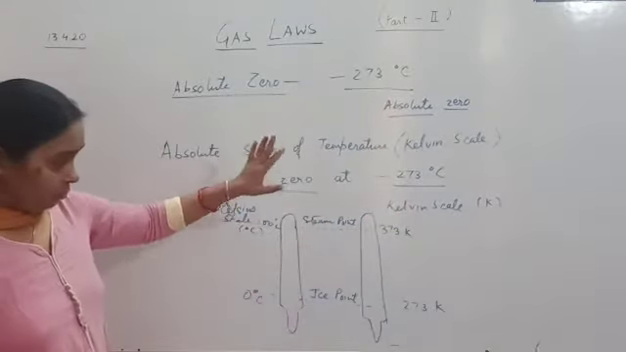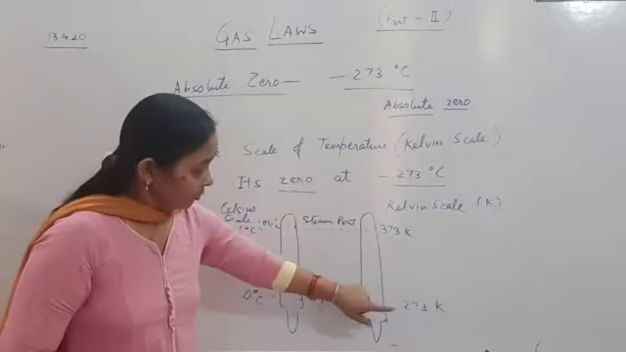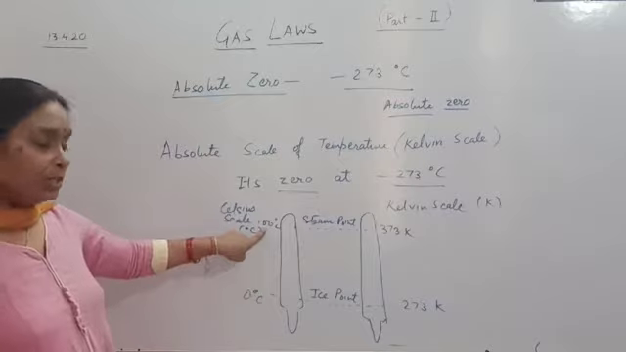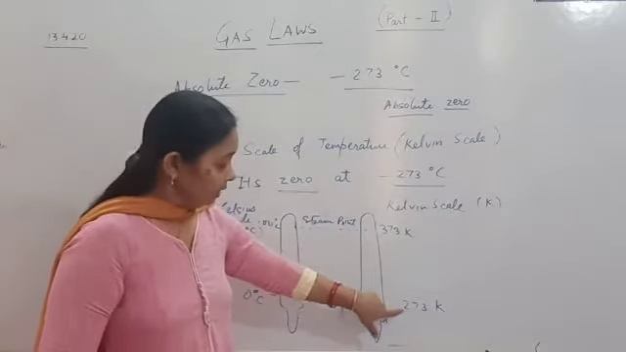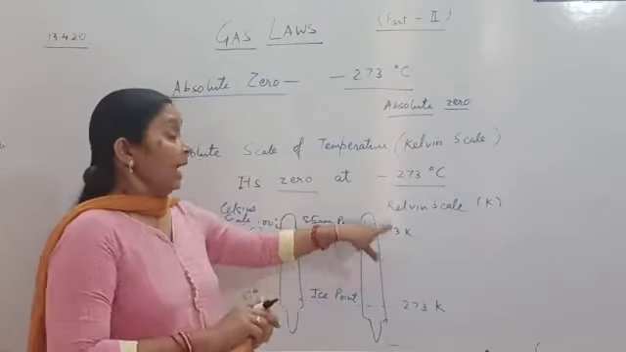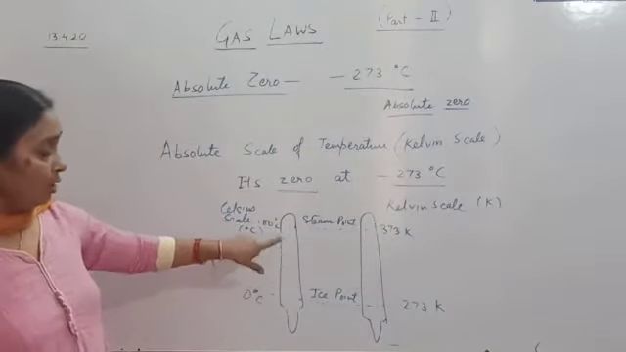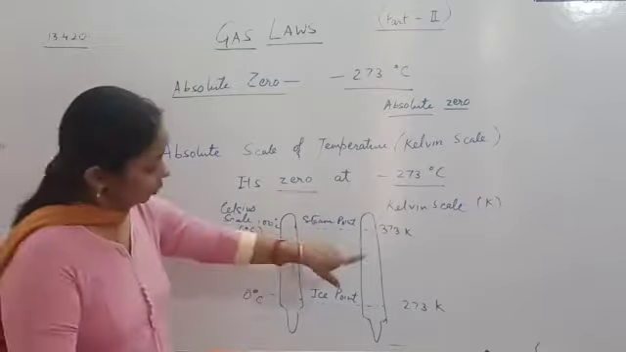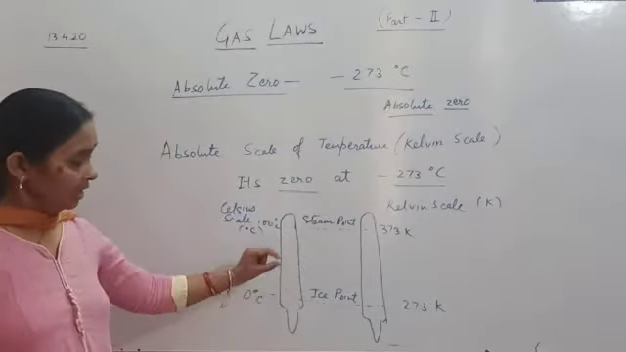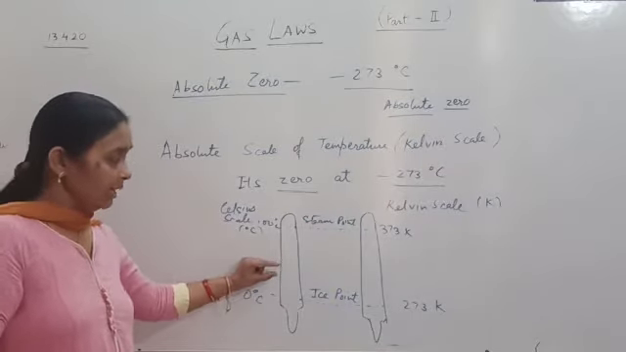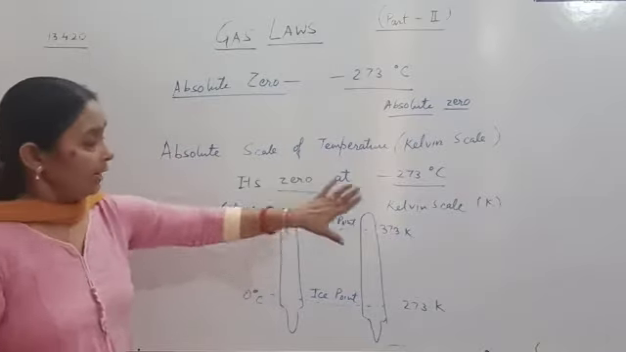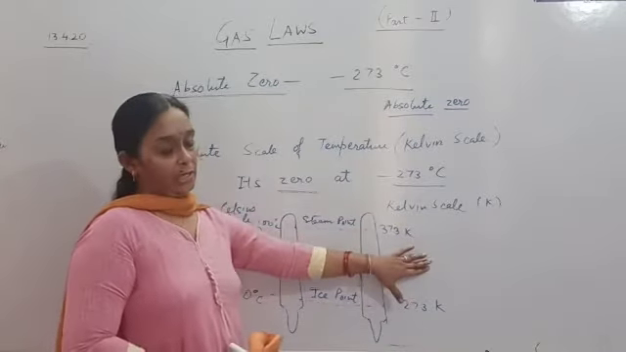And on the Kelvin scale, like the Celsius scale from 0 to 100 there are 100 divisions, similarly the Kelvin scale also has 273 to 373. There will be 100 divisions, and each division on the Celsius scale will be equal to 1 division on the Kelvin scale. The size of each division on the Celsius scale is the same as on the Kelvin scale. There are 100 divisions here and 100 divisions on the Kelvin scale also.